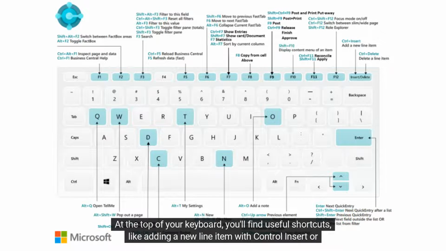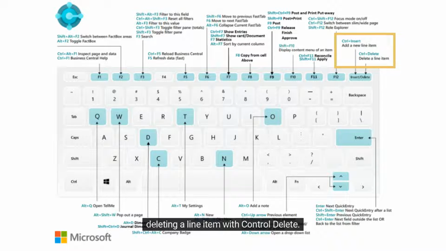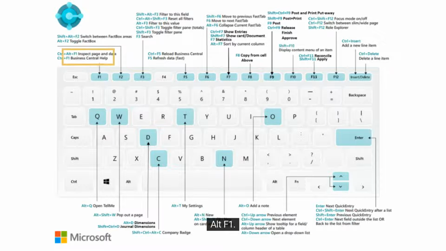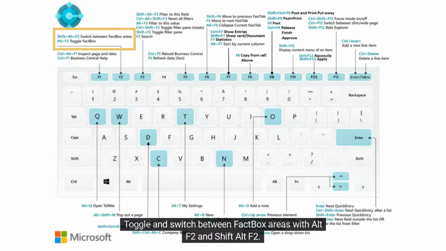At the top of your keyboard, you'll find useful shortcuts, like adding a new line item with Control Insert, or deleting a line item with Control Delete. You can access your Business Central Help menu with Control F1, and inspect a page and its data with Control Alt F1. Toggle and switch between fact box areas with Alt F2 and Shift Alt F2.